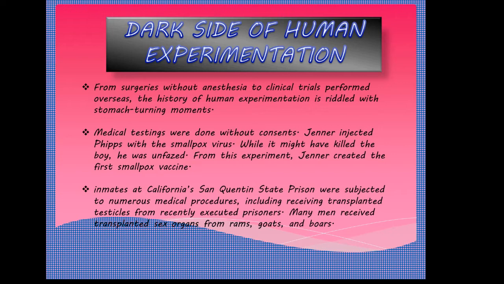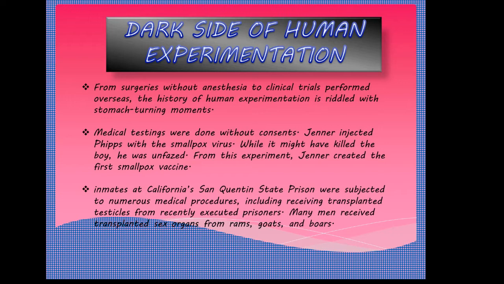One person, Jenner, injected Phipps with the smallpox virus. While it might have killed the boy, he was unfazed actually. He was lucky enough. From this experiment, Jenner created the first smallpox vaccine. The history of the development of the smallpox vaccine is very goosebump-inducing actually. It was not smooth.